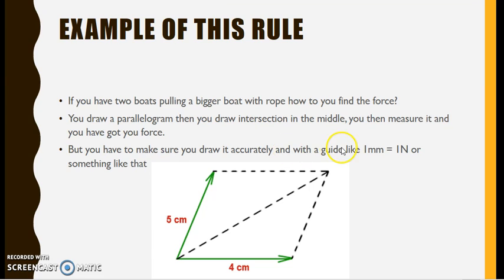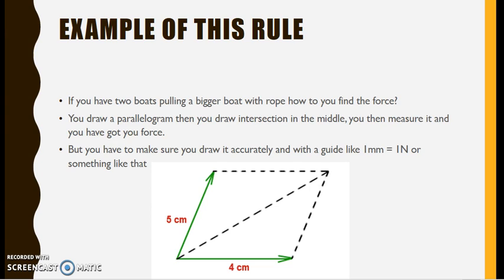Yeah, make sure you draw it accurately. For example, 1 millimeter equals 1 Newton, or something like that. So if for example 1 millimeter is 1 Newton, over here is 40 newtons, and over here is 50 newtons. So then you measure this, it's, for example, 6 cm, so that means it's 60 newtons that way, in that direction.